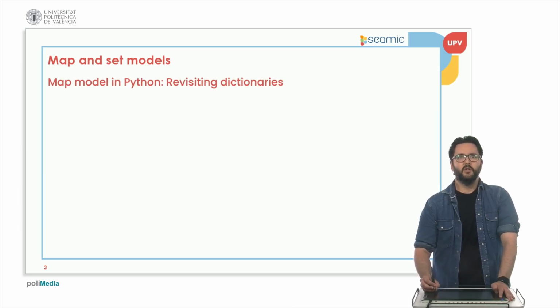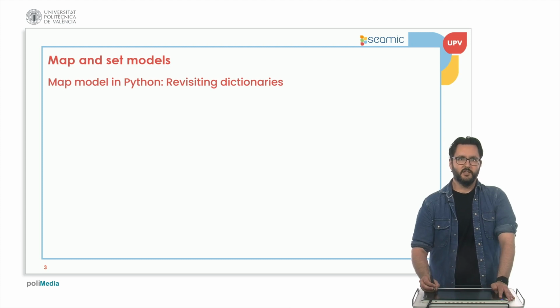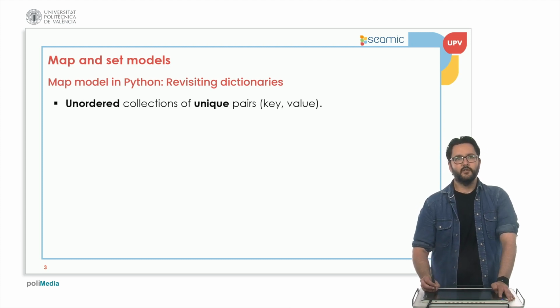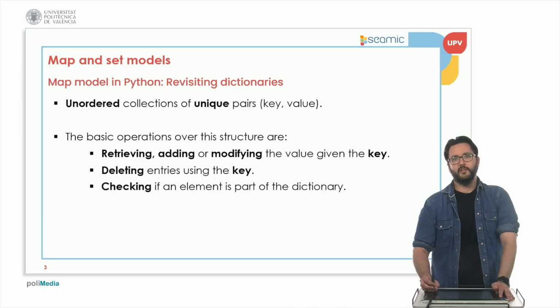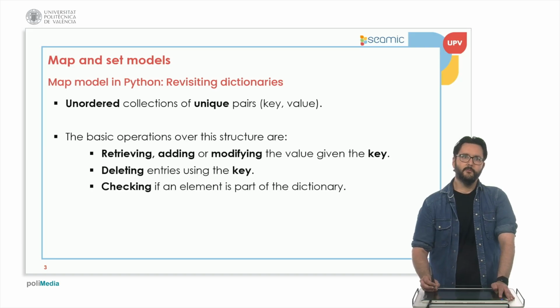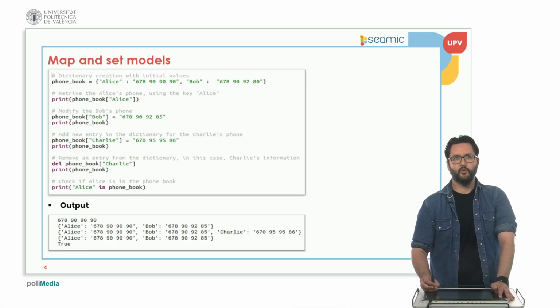In Python, the map model is represented by the dictionaries. Dictionaries are unordered collections of unique pairs key value. The basic operations over this structure are retrieving, adding, or modifying the value given the key, deleting entries using the key, and checking if an element is part of the dictionary. Let's see an example in Python code.